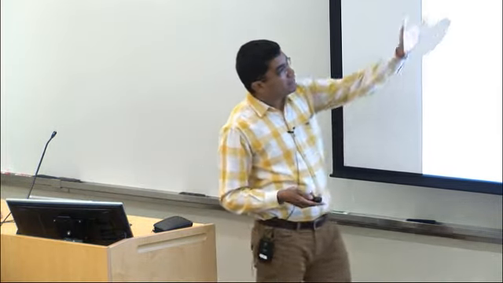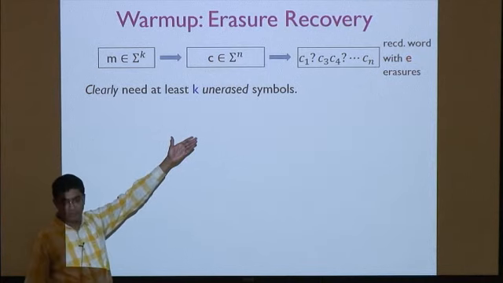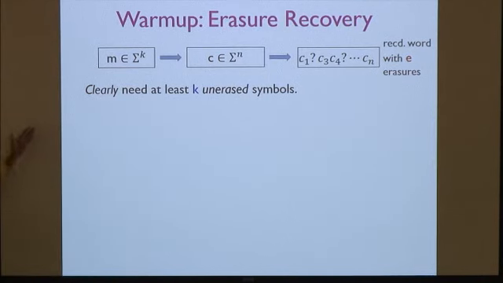So you have a message which you encode into a code word, and the code word has some erasures, say up to E erasures. So you would like to obviously fill in the question marks and figure out what the code word or message is. And the point is, since your message has k symbols, you clearly need at least k unerased symbols at the output, otherwise there's no chance you will get the data. So which means the most erasures you can handle is n minus k.